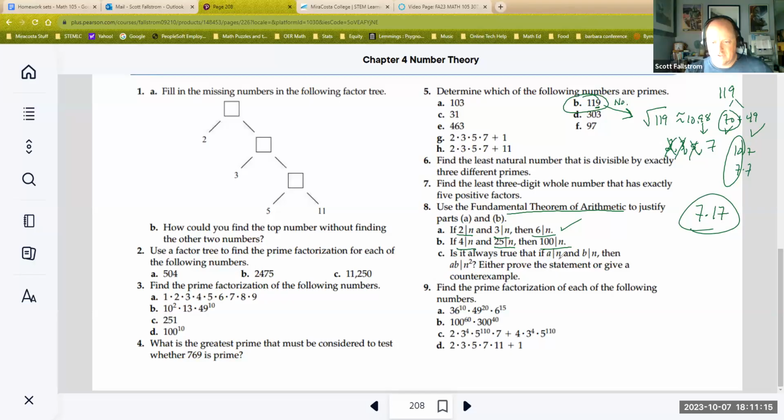Is it always true that if A divides n and B divides n, then AB divides n squared? Ooh, that's interesting. Well, you could take a look, right? We know A divides n, which means what? n is equal to A times something. I'll call it X. We know B divides n. Okay, so now n is also equal to B times, I don't know, Y. And now if we multiply these together, I get n squared, n times n. And on the other side, I get A times B times X times Y.